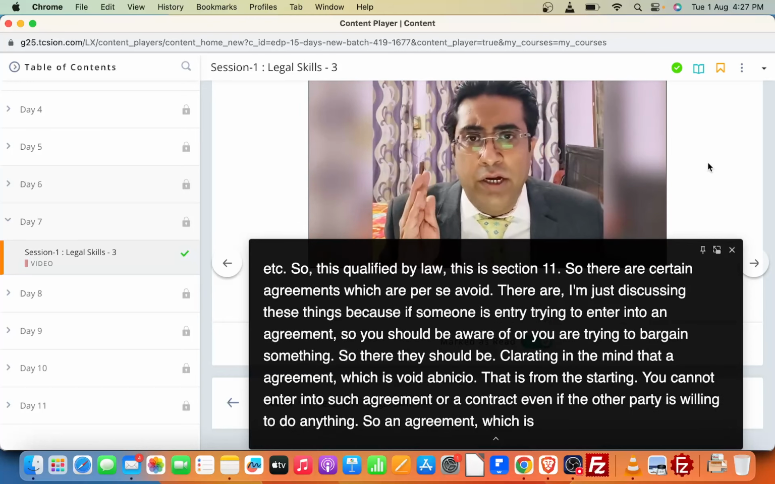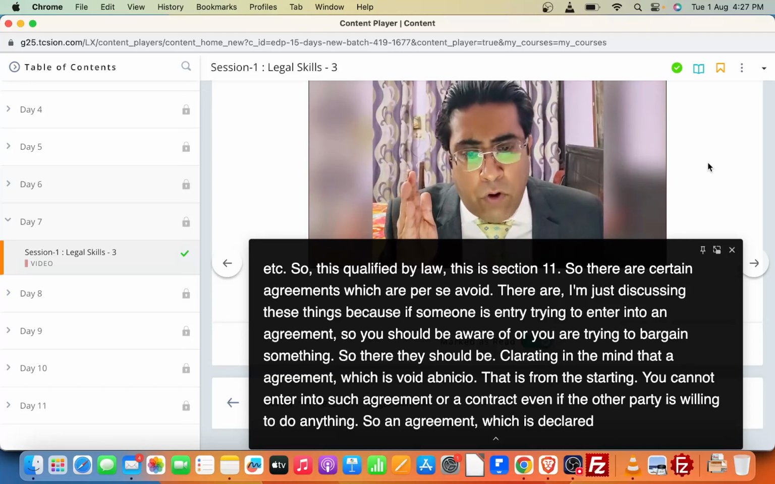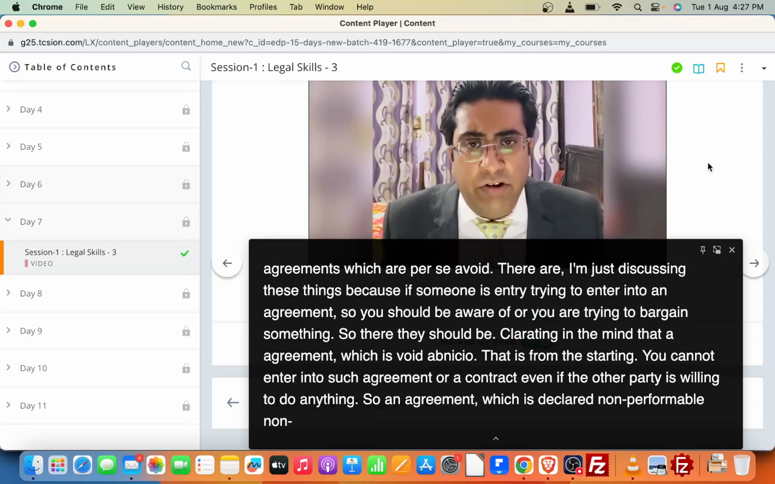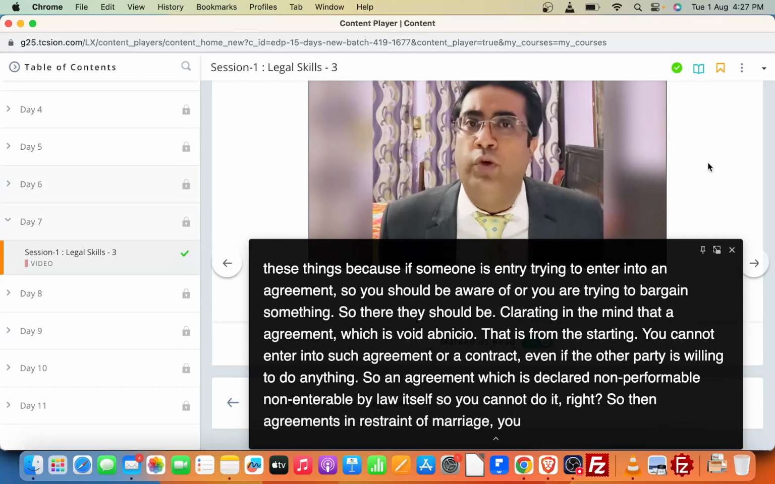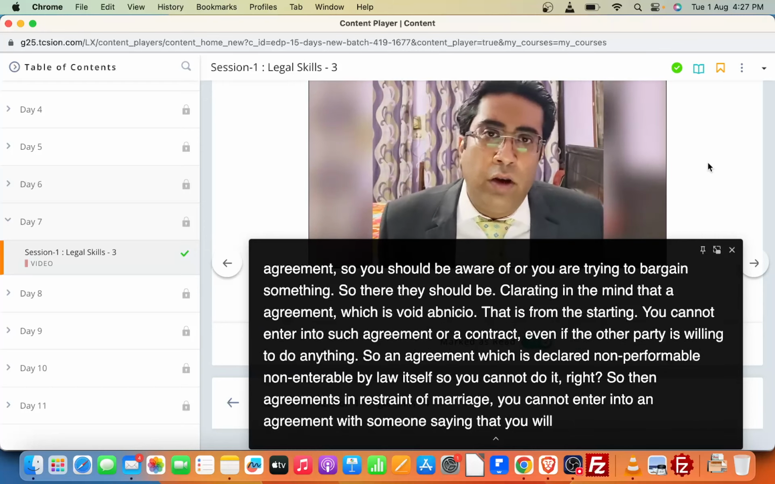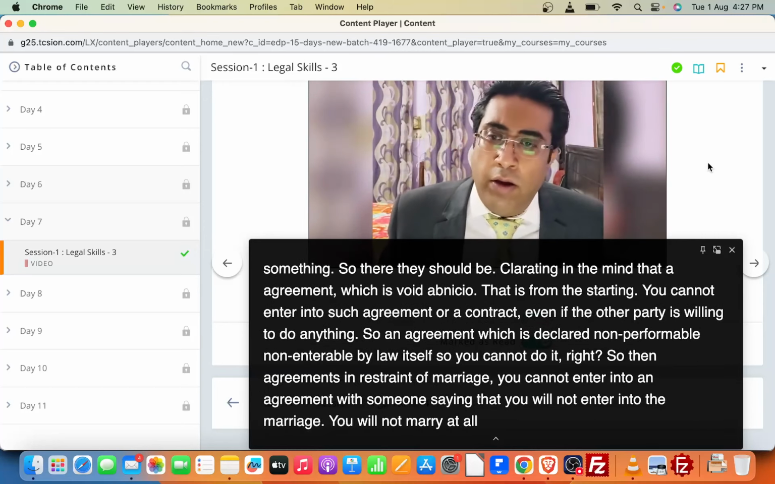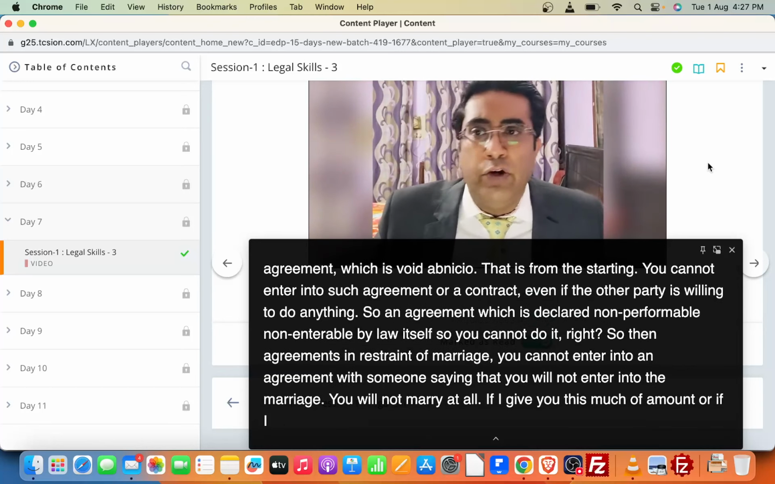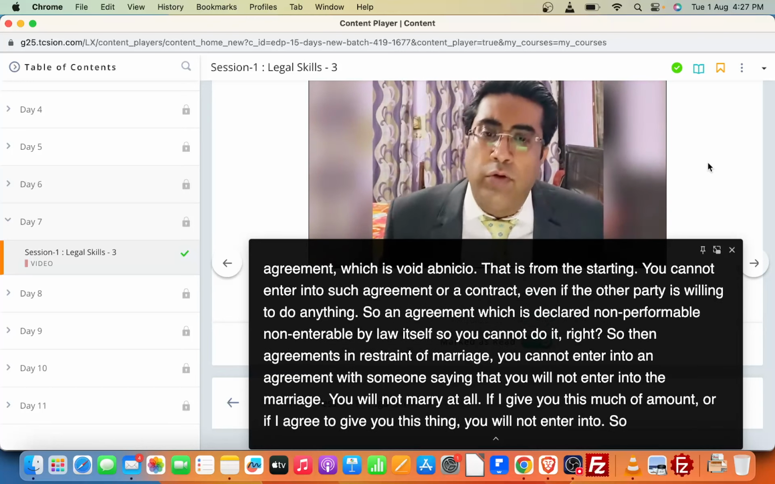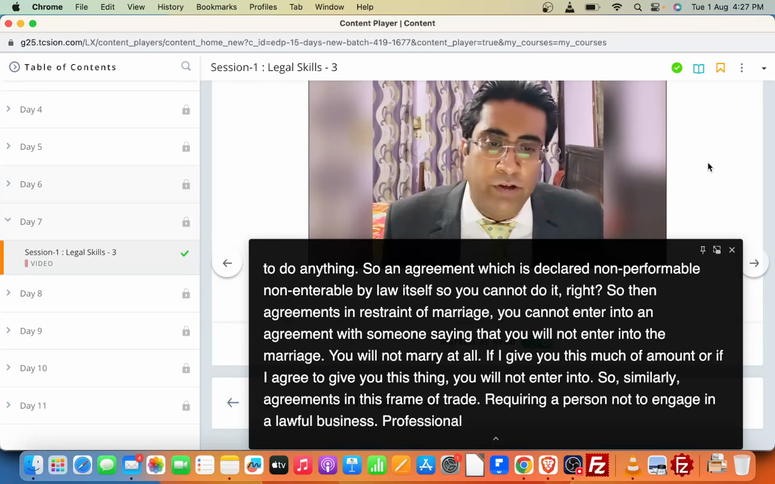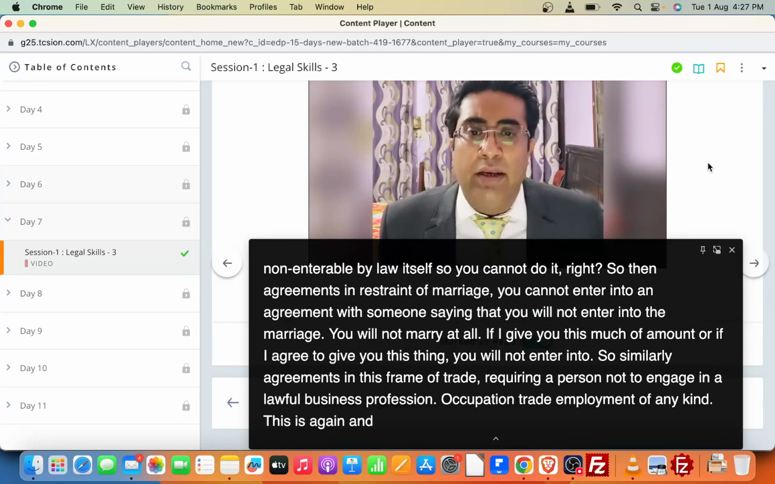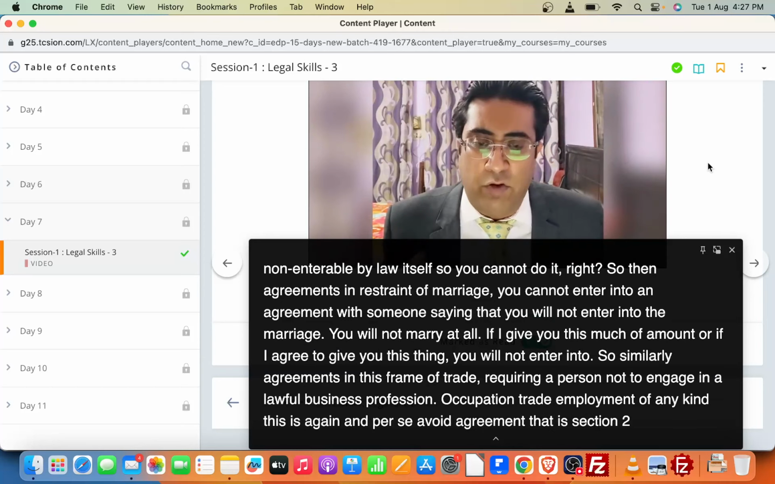So an agreement which is declared non-performable, non-enterable by law itself, you cannot do it. Then agreements in restraint of marriage: you cannot enter into an agreement with someone saying that you will not marry at all if I give you this much of amount, or if I agree to give you this thing. Similarly, agreements in restraint of trade, requiring a person not to engage in a lawful business, profession, occupation, trade, employment of any kind. This is again a per se void agreement, that is section 27 of the Contract Act says that.